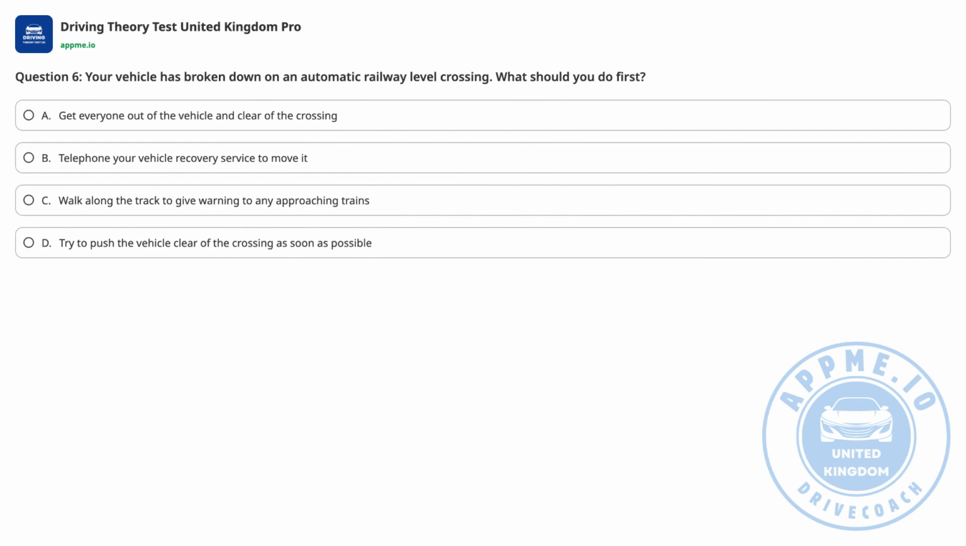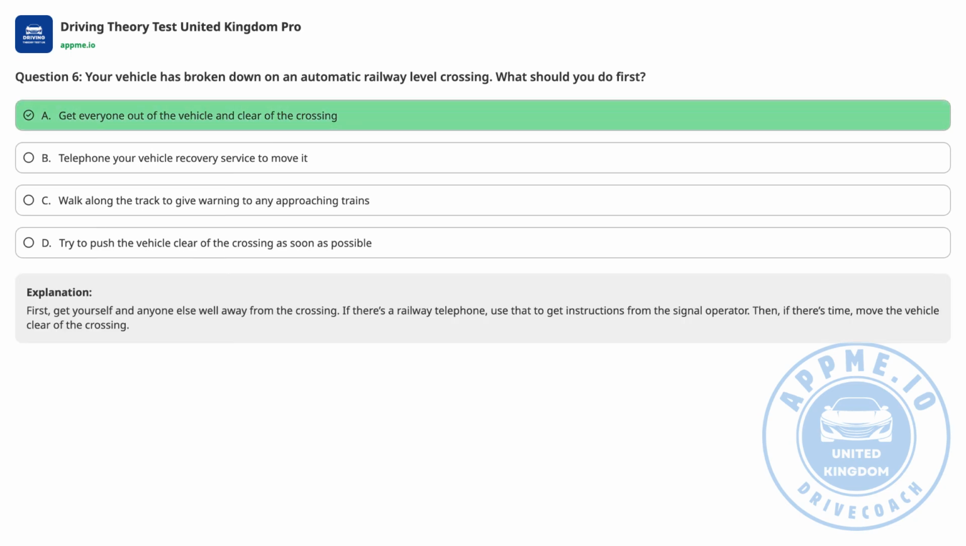Question 6. Your vehicle has broken down on an automatic railway level crossing. What should you do first? A. Get everyone out of the vehicle and clear of the crossing. B. Telephone your vehicle recovery service to move it. C. Walk along the track to give warning to any approaching trains. D. Try to push the vehicle clear of the crossing as soon as possible. The correct answer is A.